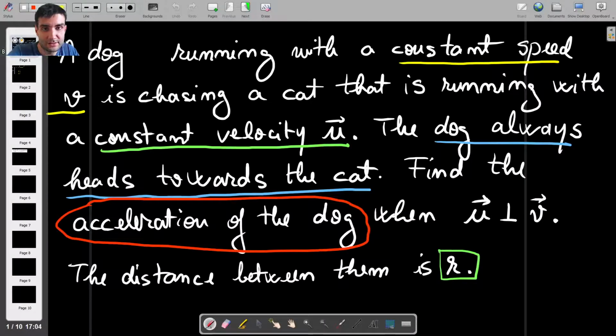Here's an interesting kinematics problem that was given to students sitting the physics Olympiad many years ago. And since then, it became a classic in a way. And there have been many ways in which this problem has been rephrased.